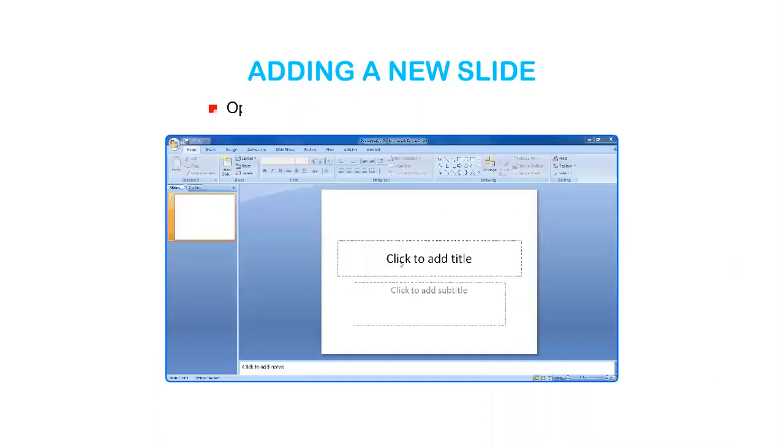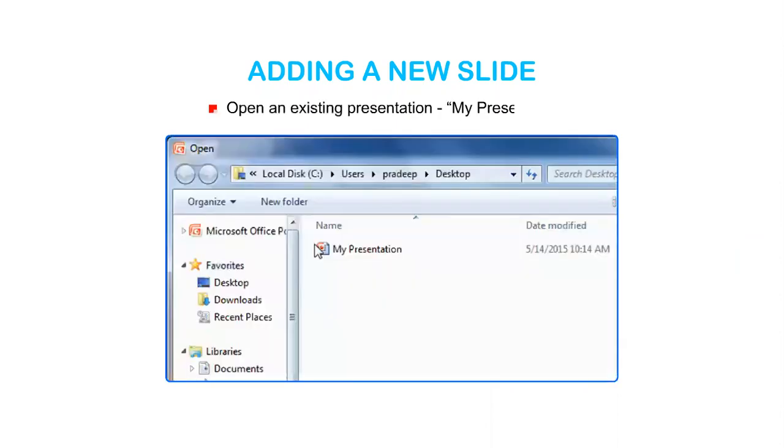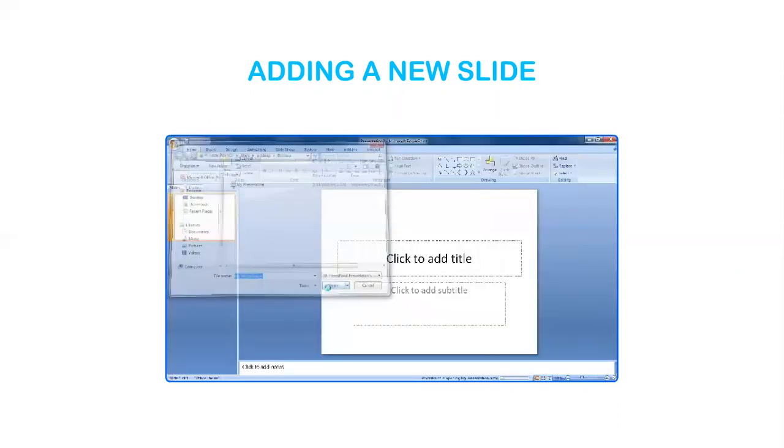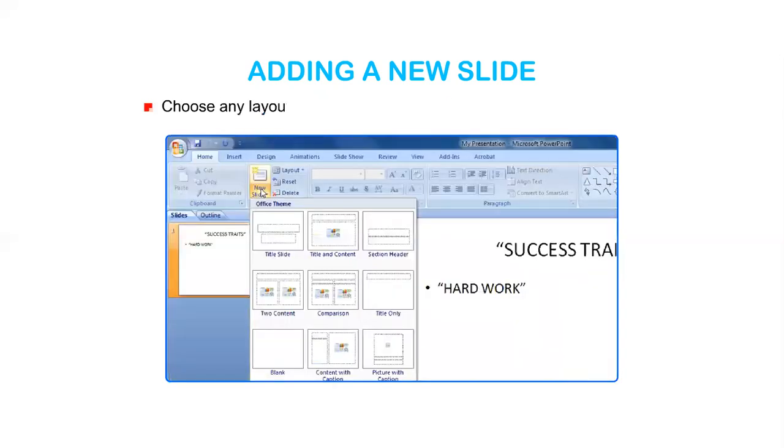Open an existing presentation, My Presentation. Click on New Slide drop-down list on the Home tab. Choose any layout from the displayed gallery according to your need. PowerPoint will add a new blank slide formatted with the layout you have selected.